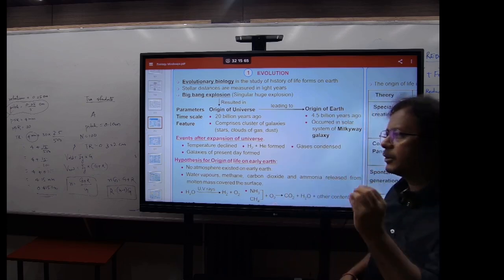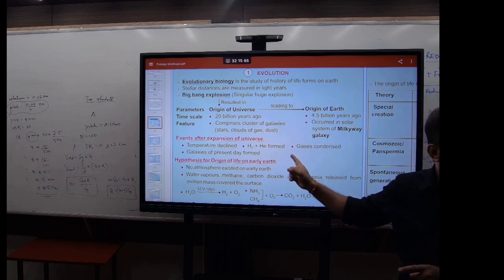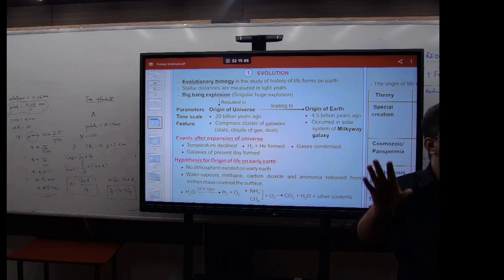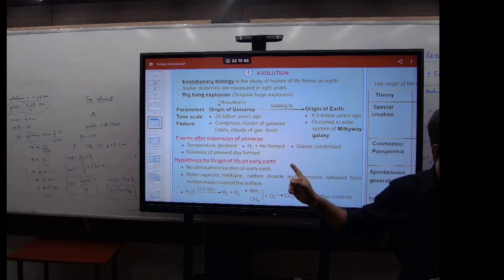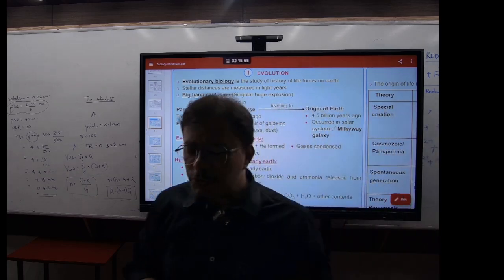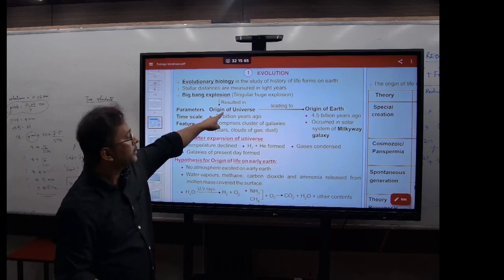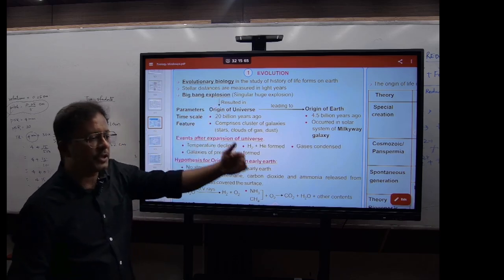One of the most important chapters in entire biology is evolution. I'm not talking about the PU, I'm talking about the entire biology of the earth is evolution, correct? Is it? In order to study the origin of life, first we need to study the origin of the universe and of course the origin of the earth.